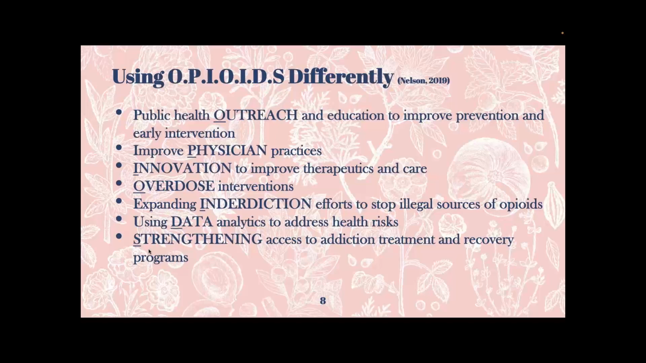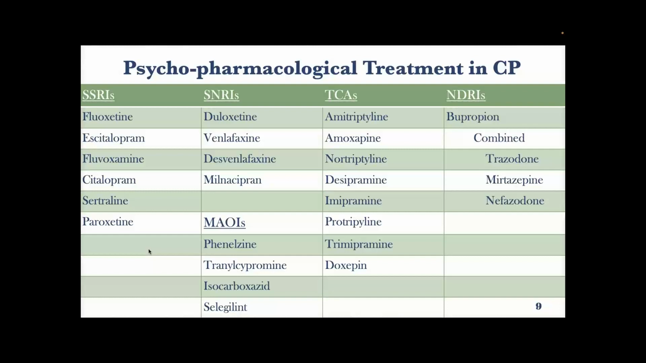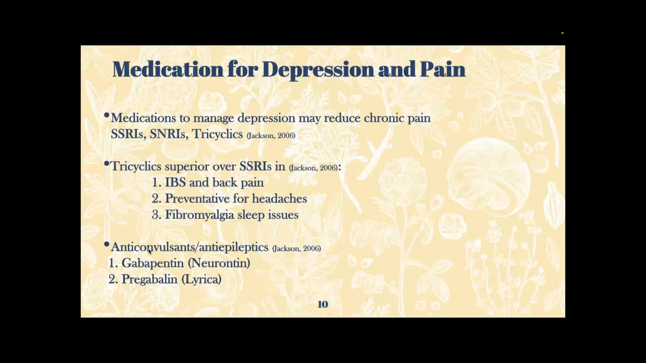Some psychopharmacological treatment in chronic pain. These may look pretty familiar to you. We've got our SSRIs, SNRIs, MAOIs, tricyclics and TCAs, and NDRIs. We're not going to go into the specific use of all of these, but what I will say is that tricyclics have been superior to SSRIs in a number of studies, particularly with IBS and back pain, prevention of headaches, fibromyalgia, and sleep issues.